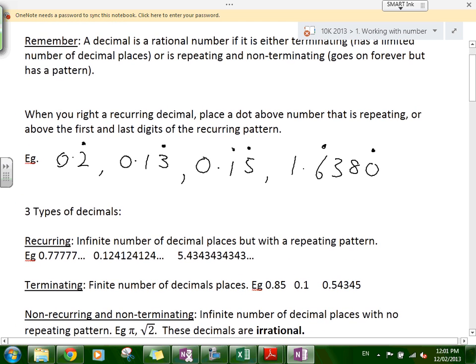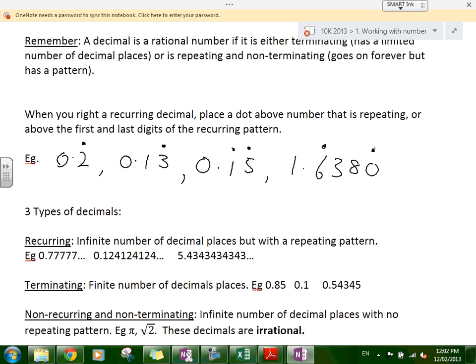So there's 3 types of decimals. There's terminating decimals, we've spoken about. That's a rational number. Decimal places come to an end. Okay? Finite number of decimal places. There's recurring, which has an infinite number of decimal places. Goes on forever, but it has a repeating pattern or a repeating numeral.